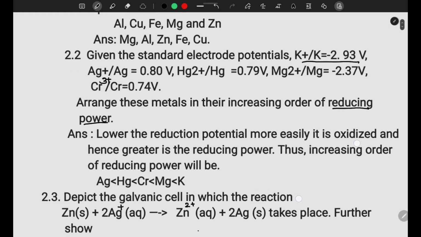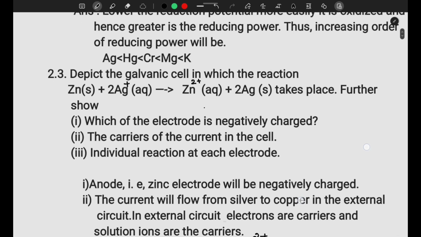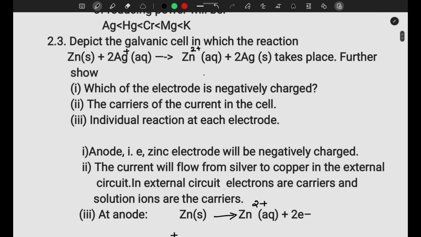Depict the galvanic cell in which the reaction Zn + 2Ag+ gives Zn2+ + 2Ag takes place. Further show which of the electrodes is negatively charged, the carriers of current in the cell, and the individual reaction at each electrode. Which of the electrodes is negatively charged? The zinc electrode is the negatively charged electrode because zinc is undergoing oxidation to Zn2+. The carriers of current in the cell: in the external circuit, electrons are the carriers of current, but in solution, ions are the carriers of current.